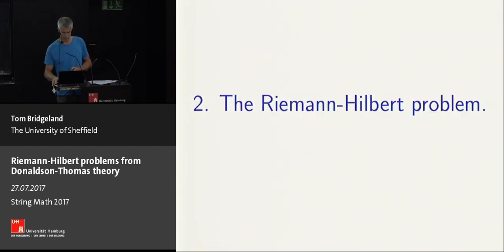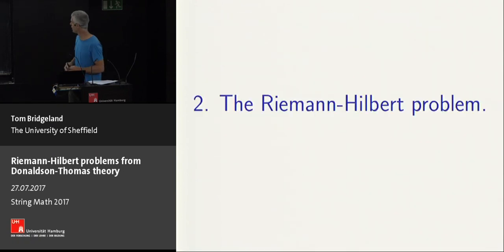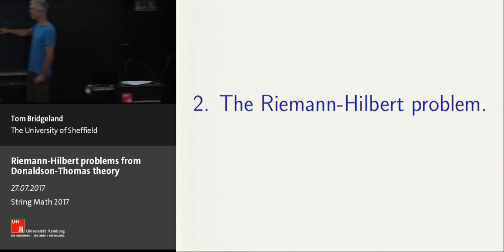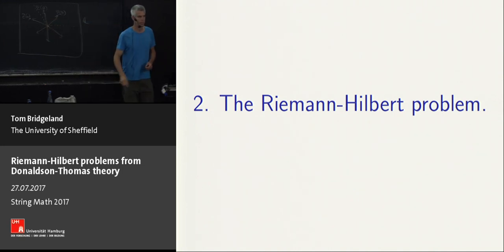Okay, so now, do I go straight into this? Yes, I do. So the thing to bear in mind is this picture. We have a BPS structure: we have the complex numbers, a bunch of rays, and automorphisms of the torus associated to the rays. So what we're going to do now is look for piecewise holomorphic functions from this picture into the torus, which jump appropriately as you cross these rays.